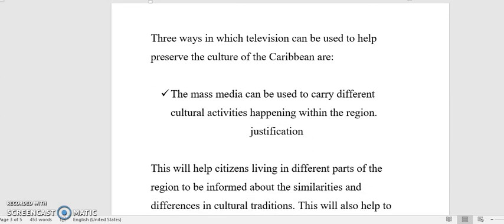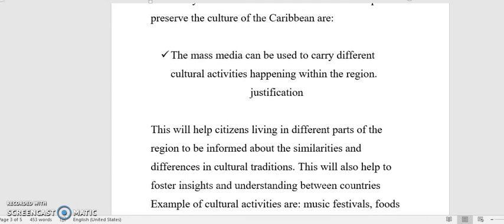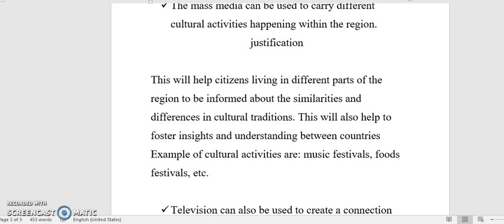3 ways in which television can be used to help preserve the culture of the Caribbean are: 1. The mass media can be used to carry different cultural activities happening within the region. Justification for this. So why will this work? This will help citizens living in different parts of the region to be informed about the similarities and differences in cultural traditions. This can also help them to foster insights and understanding between countries. Examples of cultural activities that the television could carry are music festivals, food festivals, carnivals, etc.